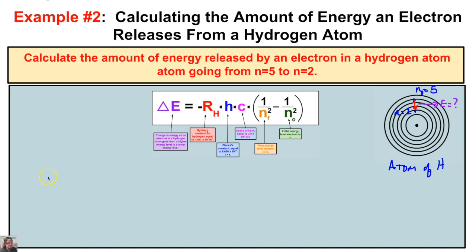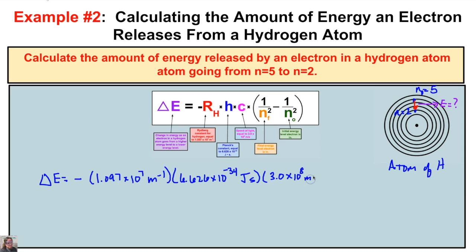So here we go. Let's do this. To get the change in energy, to get delta E here, we are going to take negative R, which we know the Rydberg constant for hydrogen is 1.097 times 10 to the 7th meters to the negative 1 power. We know that Planck's constant is 6.626 times 10 to the negative 34th joule seconds. And we know the speed of light is equal to 3.0 times 10 to the 8th meters per second.